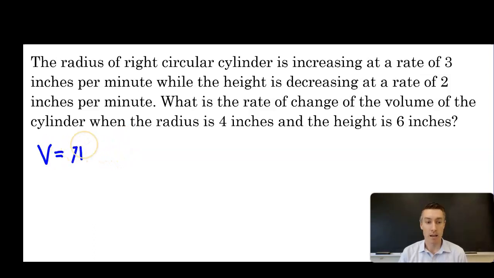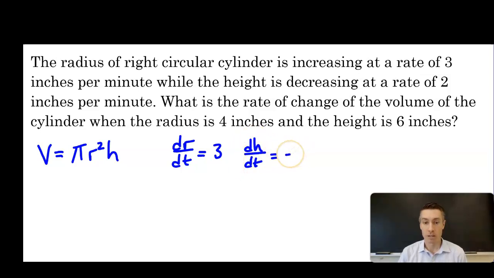Okay, so volume of a cylinder, we need an equation to define our related rate. So that's pi r squared h. And then extracting the information here, so the radius, dr dt, is increasing at a rate of 3 inches per minute. So 3 inches per minute. We won't worry about units right now. And then the height is decreasing, so dh dt is negative 2. The radius at the moment in time we're pausing at is 4, and the height is 6.